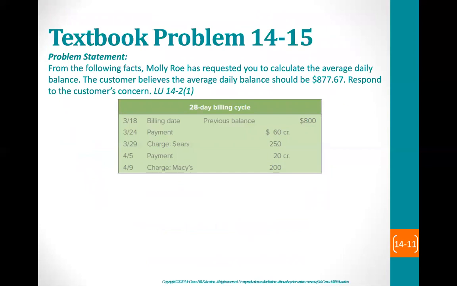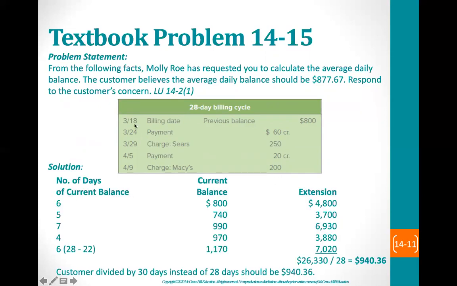Another example, Molly Rowe has requested you calculate the average daily balance. She believes her average daily balance should be $877.67. So in this example, notice we have a 28-day billing cycle. Her previous balance is $800. Then she makes a $60 payment, charges $250, makes a $20 payment, and then charges $200.